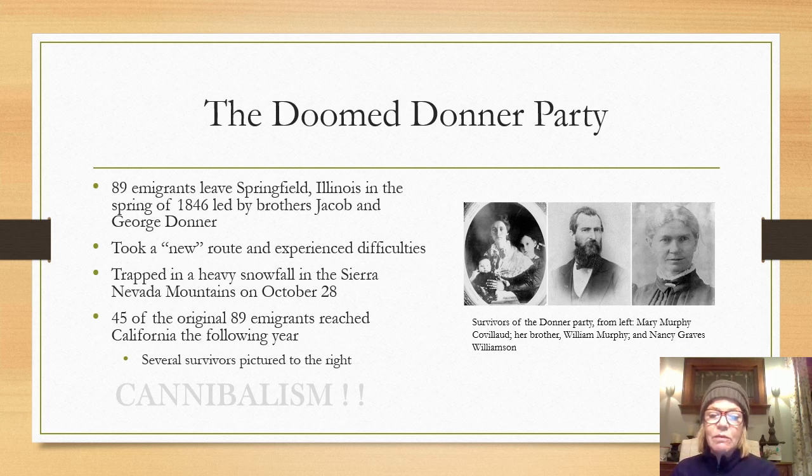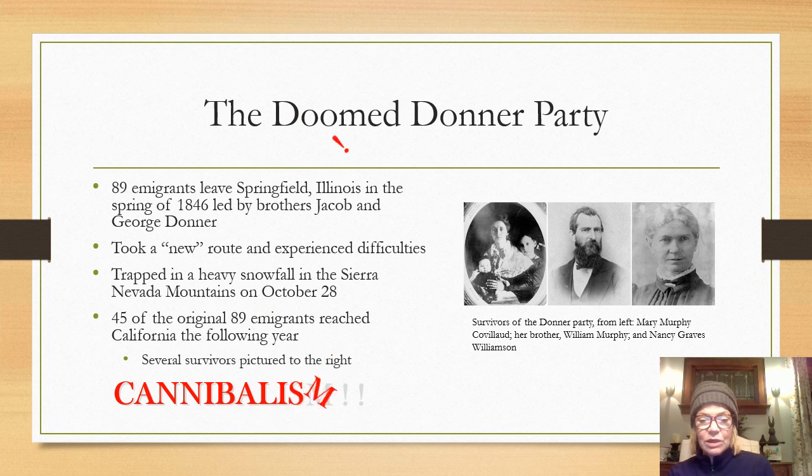Eventually, only 45 of them make it out. Now, a lot of them died from starvation while they were up there, and others were forced to eat them. So they did resort to cannibalism. It was either that or die themselves. They really had no alternative because there was no food available. To the right are images of some of those people who survived that, and they told their story. It was kind of in the newspapers at the time.